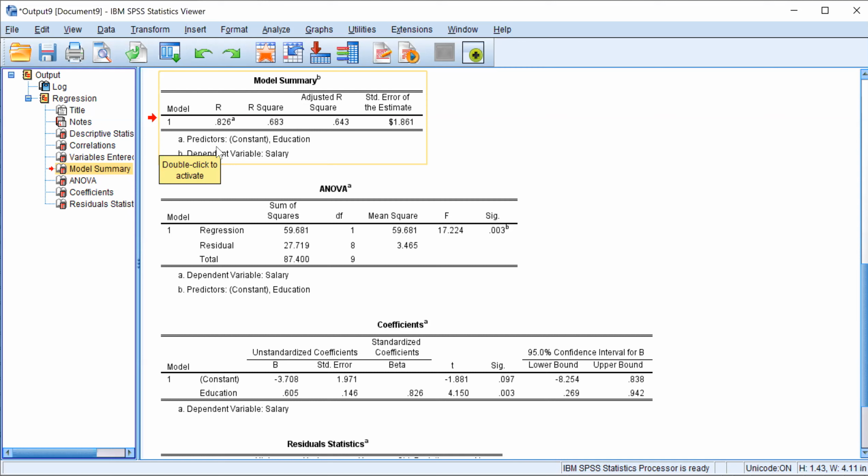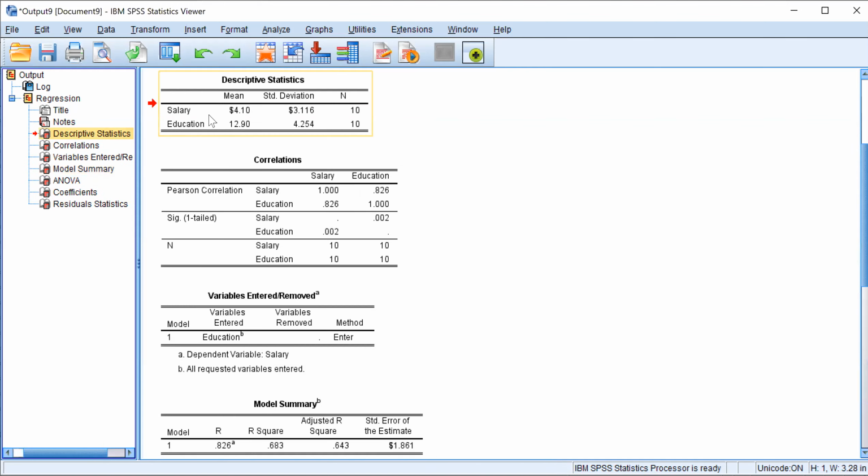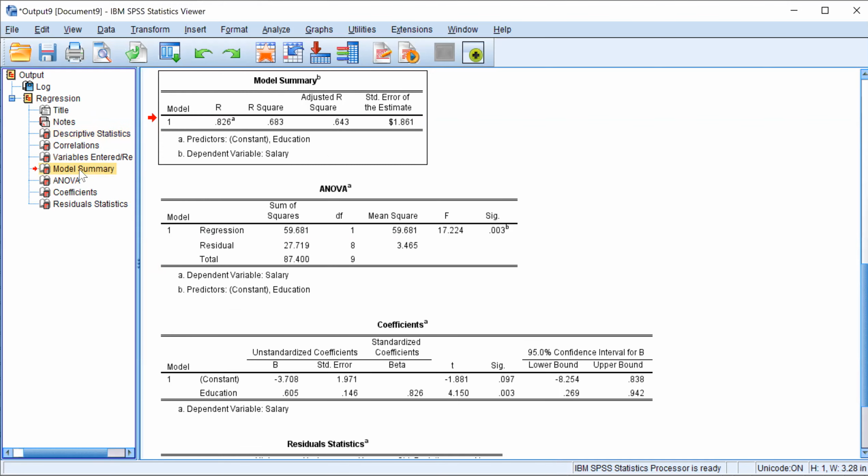Once we fit the regression line, we would expect the standard deviation around the Y variable to be reduced, because initially, when we look at the salary, the standard deviation is 3.1. After we add education to the model, the standard deviation is reduced, so there's less error in the prediction. If we do not know education, there's more error when we predict salary. That's what it means.